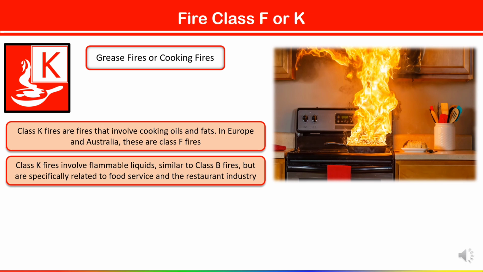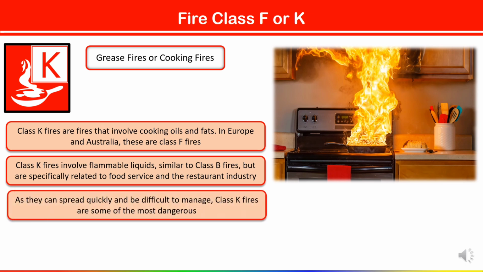Class K fires involve flammable liquids similar to class B fires but are specifically related to food service and the restaurant industries. They can spread quickly and be difficult to manage, so class K fires are some of the most dangerous. So here you have to remember the important safety tips for class K or F fire.